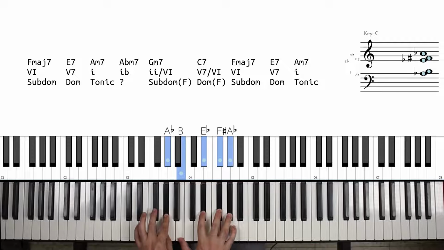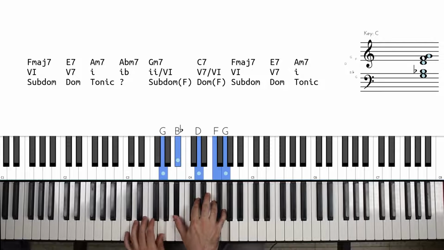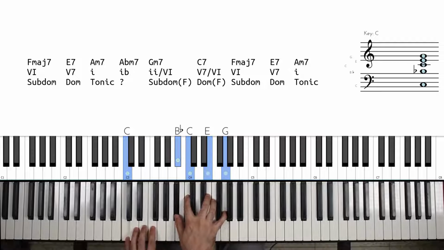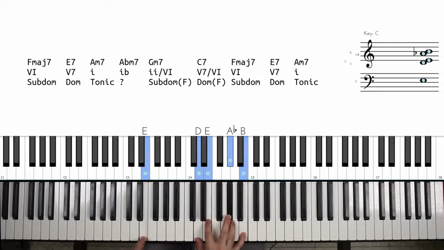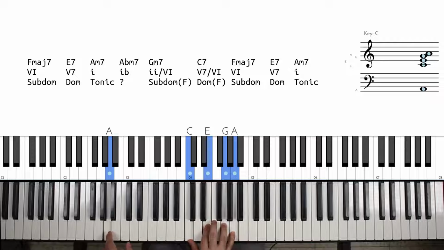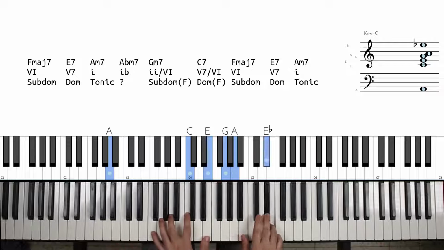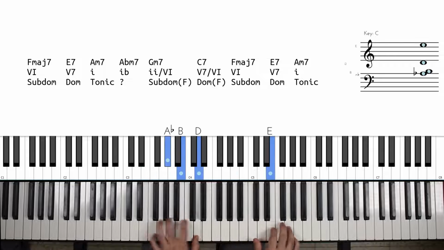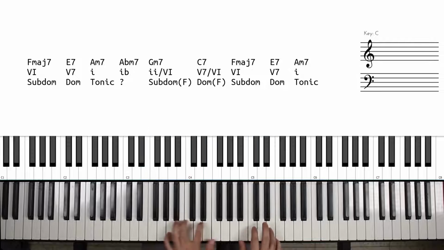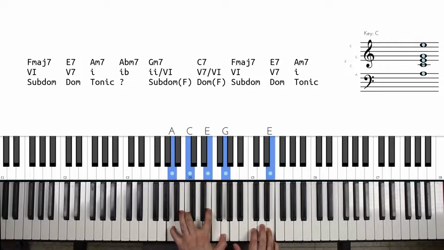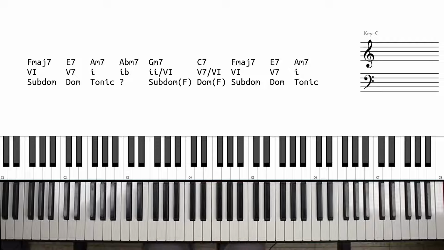Then you have a chromatic motion to A flat minor 7, G minor 7, C dominant 7, then F major 7, E dominant 7, and A minor 7. Now, here's the Roman numeral functional analysis of this progression, which is in the key of A minor. You can see it on the screen.